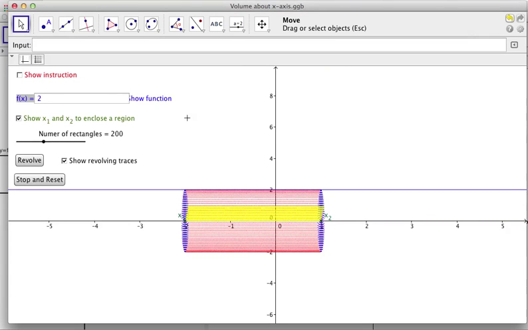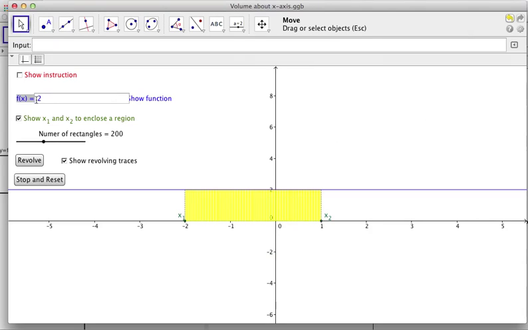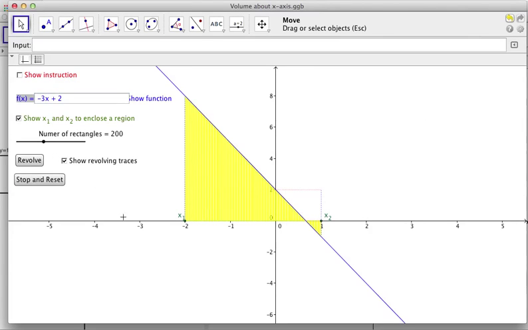And we're going to now just put a negative 3x. I'm going to stop and reset that. And let's have a look at this one. So there's the line. You've got a bit above, a bit on the left-hand side over here. So when we revolve that, this is going to be, I suppose, a cone shape, and this is going to be a cone shape as well.